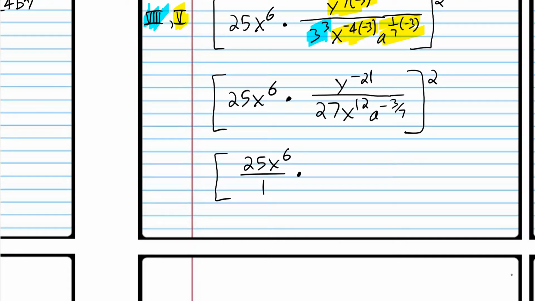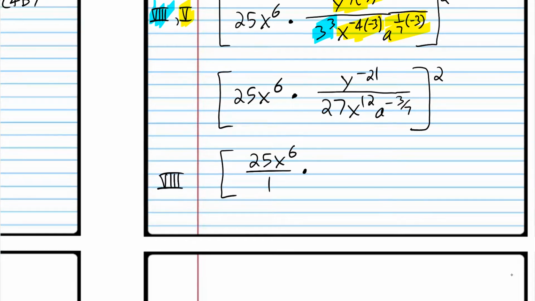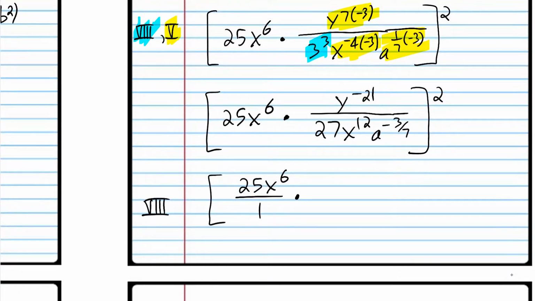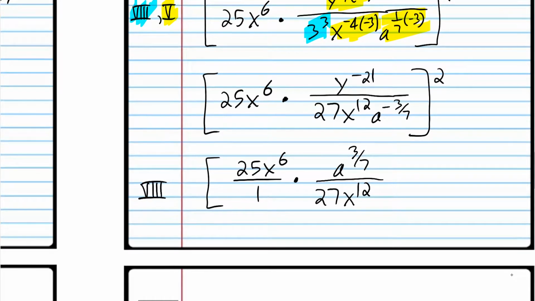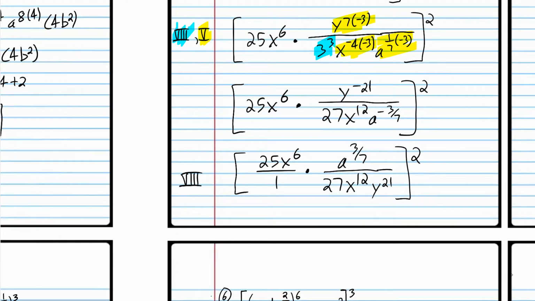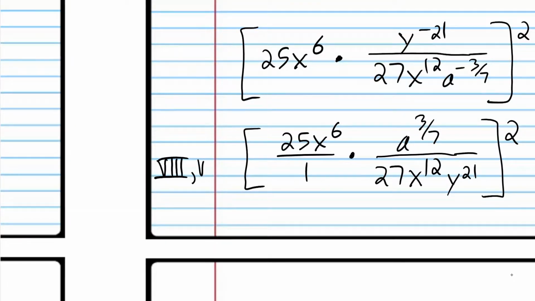And we're simultaneously going to use rule number 8. I'm going to bring the negative a power up. So we have a to the 3/7 on top. And bring the y to the negative 21 down. And the reason for that is because those have negative exponents. So I used rule 8, but I also used rule 8 prime.